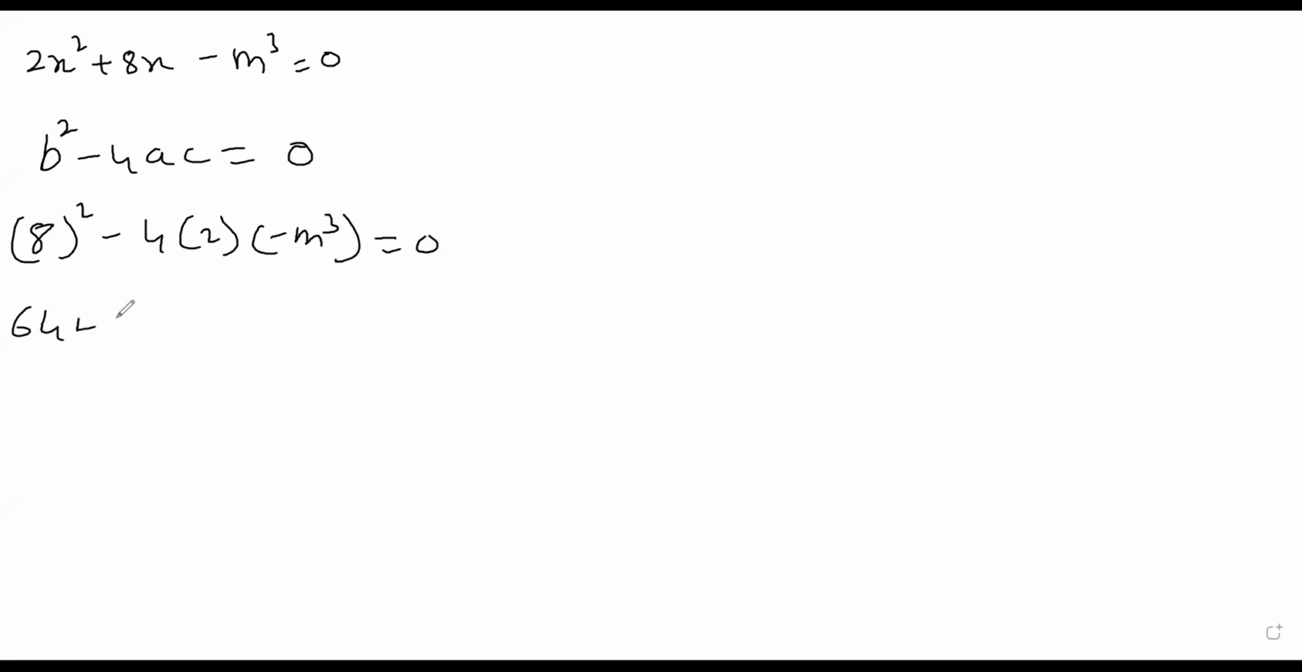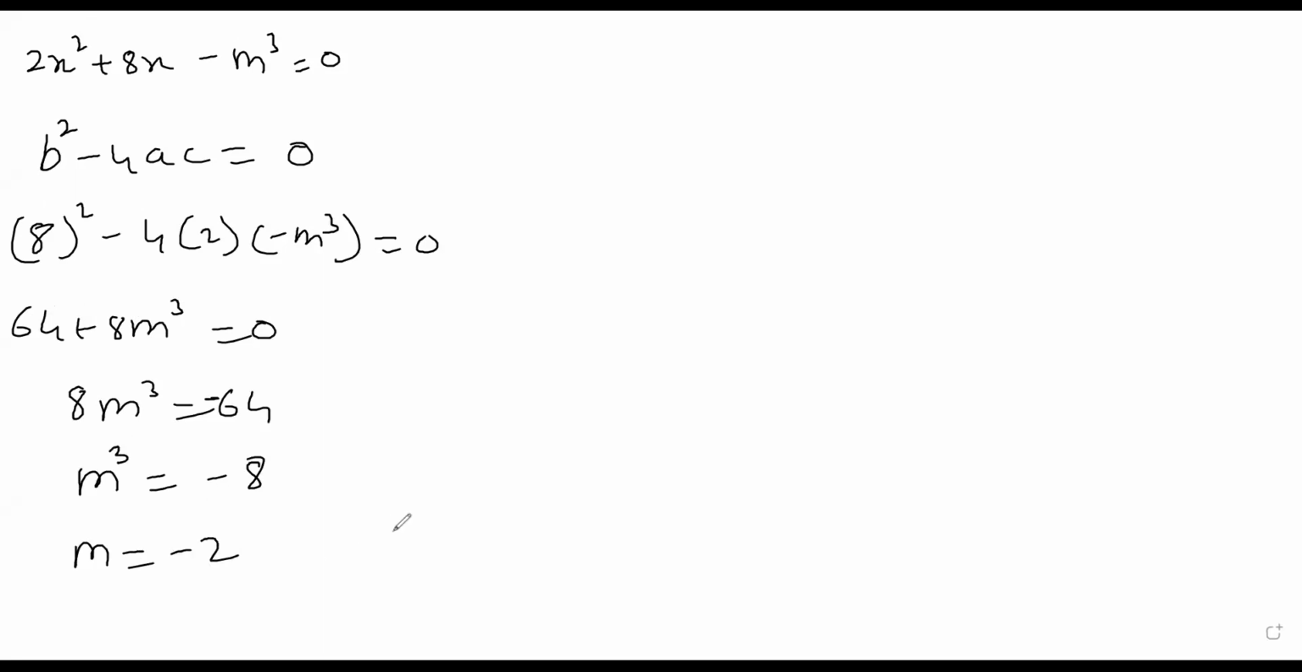It is 64 plus 8 m cube is equals to 0. 8 m cube is equals to minus 64. M cube will be minus 8. M is equals to minus 2. D is your answer.